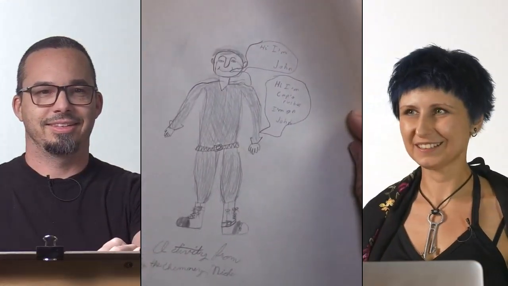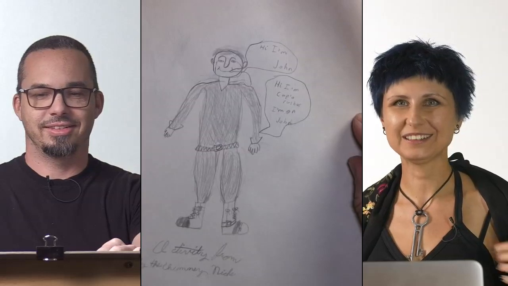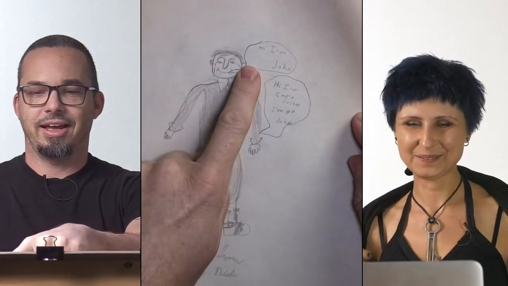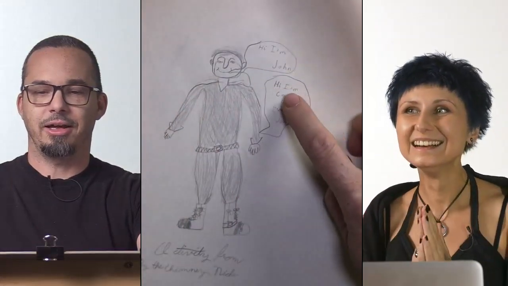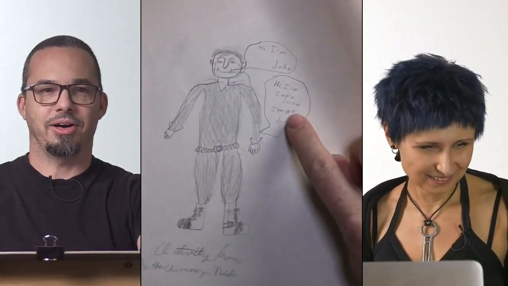Wait, where do I sit so that I fit on the camera? You're good. I'm good? Yeah. All right. Hi, I'm John. Hi, I'm Kappa Rushes.